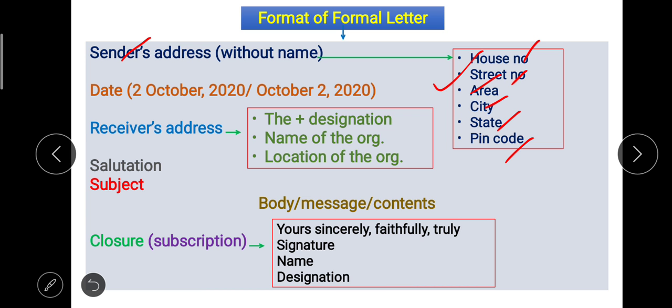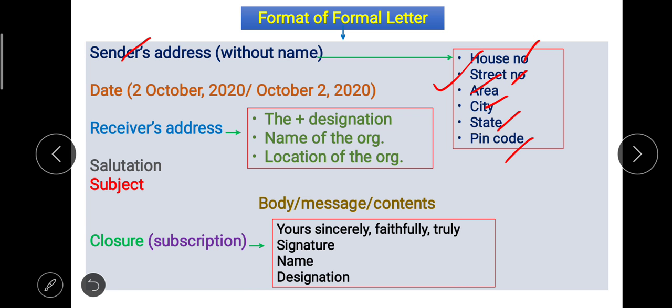Next to the sender's address will come the date line. But between the date line and sender's address, we should leave one single line gap. Sometimes we just write it just after the sender's address. So it is just optional. Whether you want to leave a single line gap or not, it's just optional.